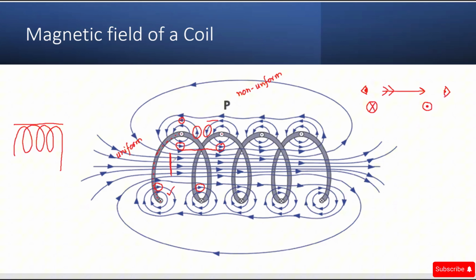Now we can also use our right hand rule to check the direction of the magnetic field in the coil. In the right hand rule, there are two parameters that are involved. Number one is the magnetic flux density. The second is the flow of current in the coil.